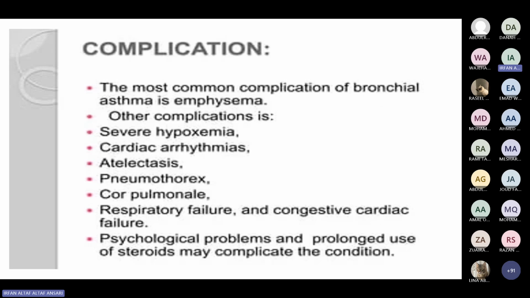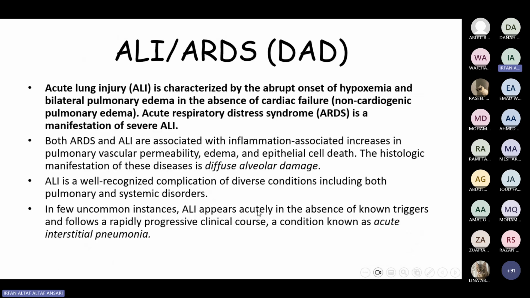Okay. Complications. The most common complication of bronchial asthma is usually emphysema. Emphysema is the most common complication of bronchial asthma. Others they may have because of the airflow obstruction: hypoxia, arrhythmias, lung collapse and atelectasis, pneumothorax, cor pulmonale, respiratory failure, congestive heart failure, or psychological problems. Okay, so this is about the bronchial asthma. I hope this bronchial asthma is clear to you all.